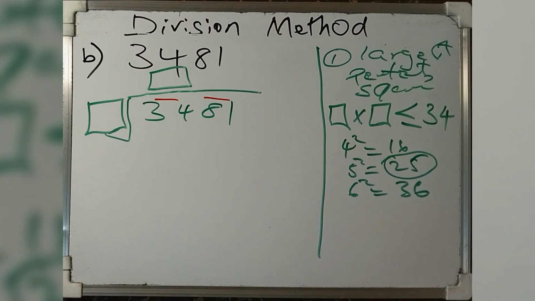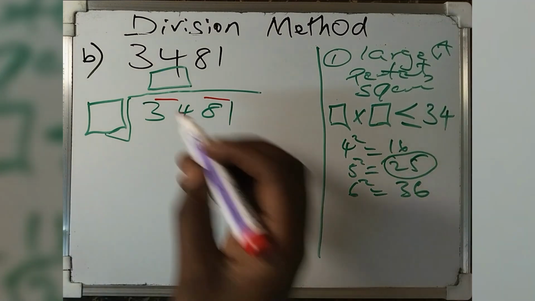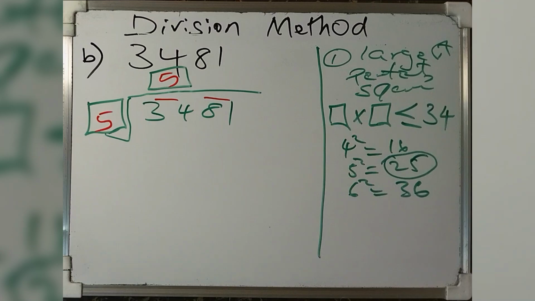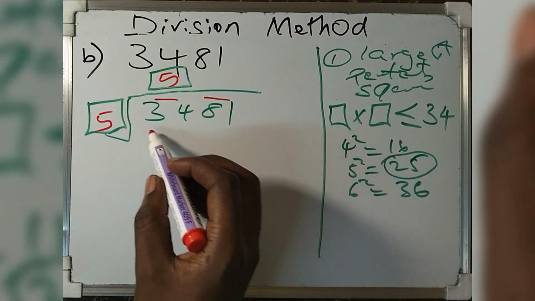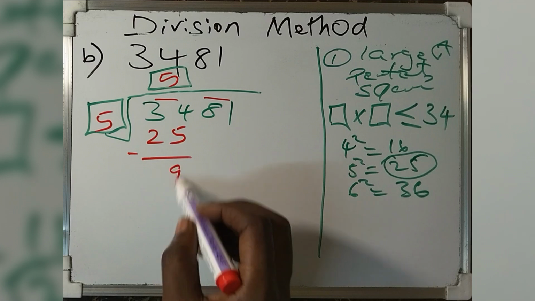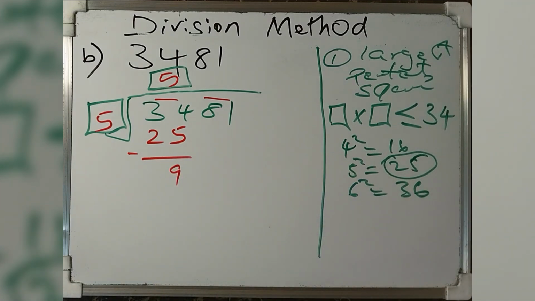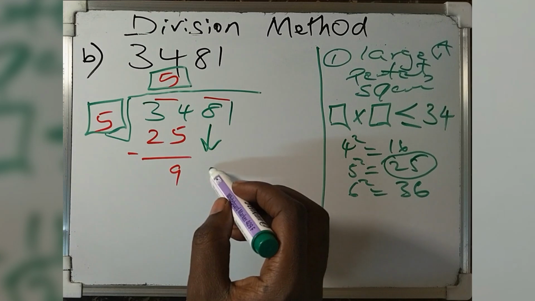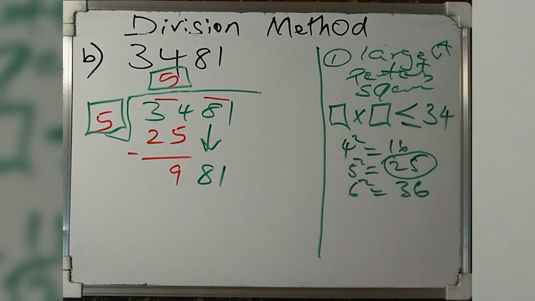25. So we are going to have 5 here and 5 there. So 5 times 5 is 25. And when you subtract, you get 9. After that, we're going to repeat the process. We're going to drop down the second group, which is 81.